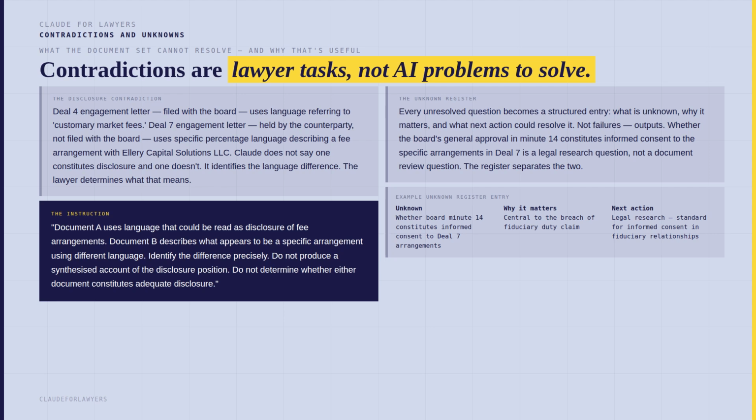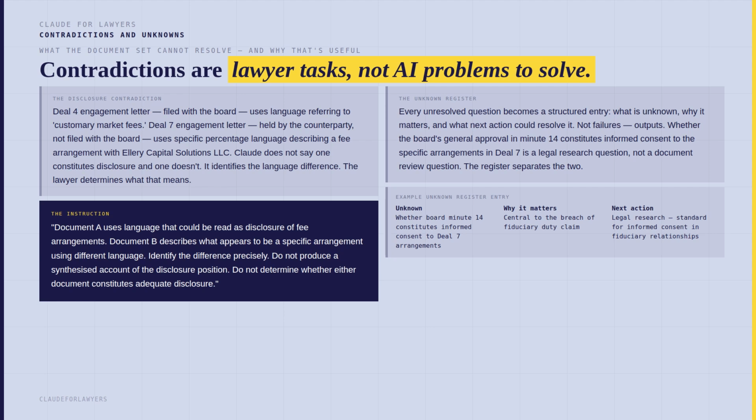Document A uses language that could be read as disclosure of fee arrangements. Document B describes what appears to be a specific arrangement using different language. Identify the difference precisely. Do not produce a synthesized account of the disclosure position. Do not determine whether either document constitutes adequate disclosure.